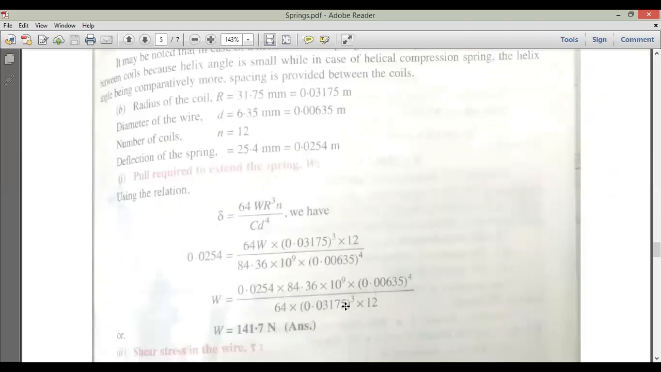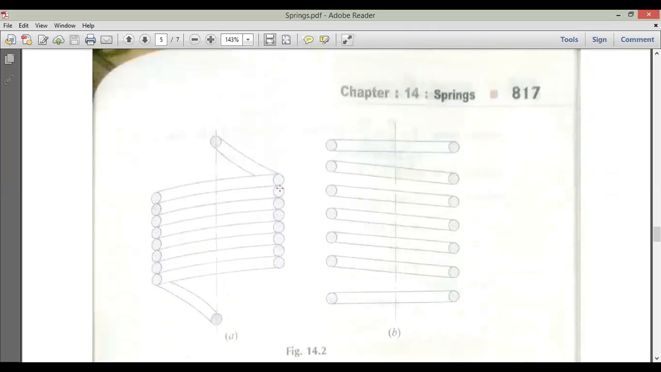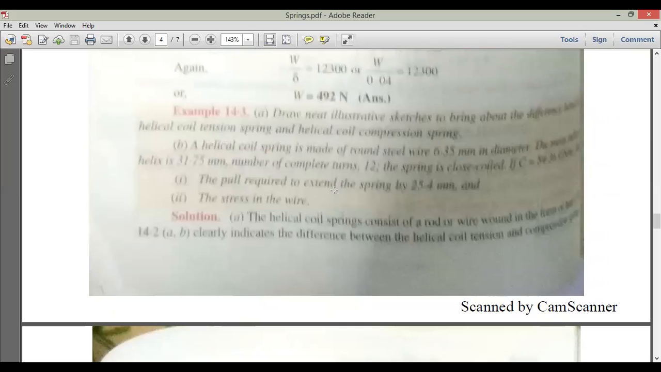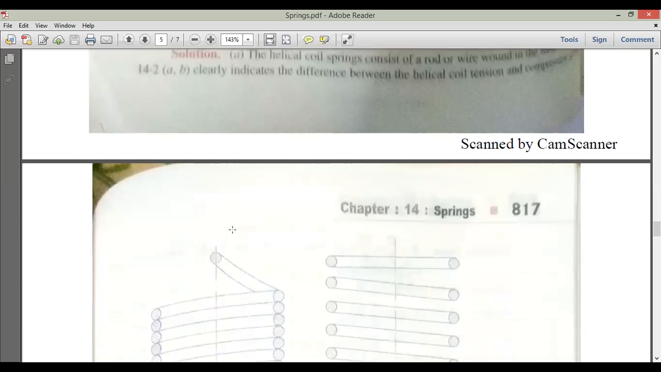Now another example we are taking. These are the number of coils, 1, 2, 3, 4, 5, 6, 7, 8, 9, 10. Draw a neat illustrative sketch to bring out the difference between helical coil tension spring and helical coil compression spring. A helical coil spring is made of steel wires 6.35 mm in diameter and mean diameter of helix is 31.75 mm. Number of complete turns is 12. The spring is closed coil. The pull required to extend the spring by 25.4 millimeter and the stress in the wire, we have to calculate.